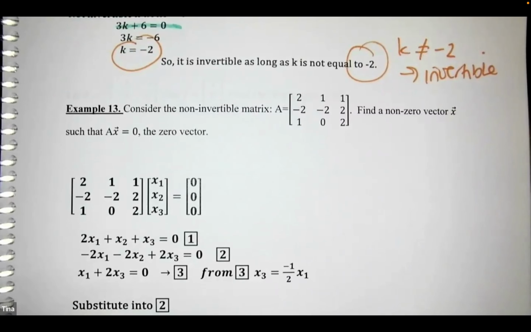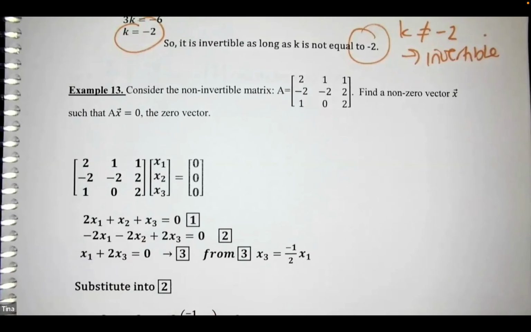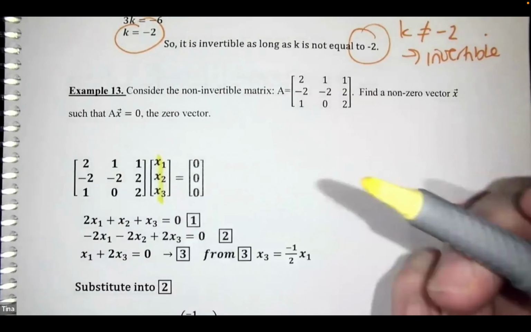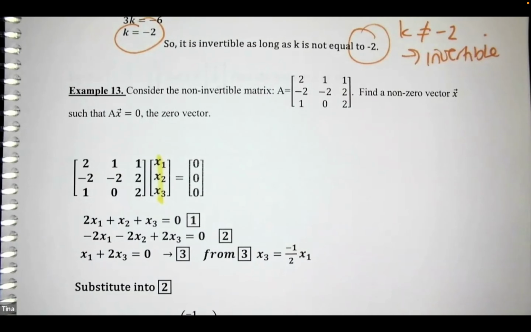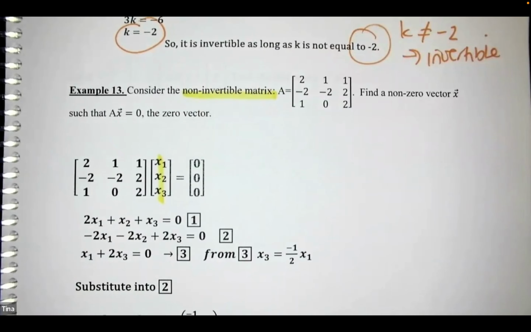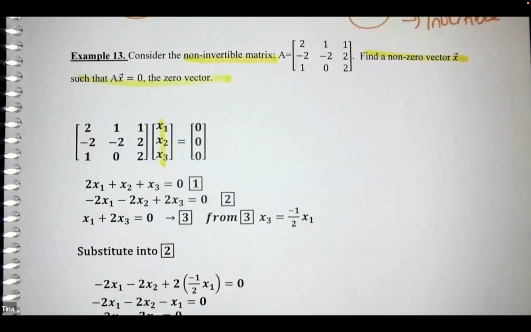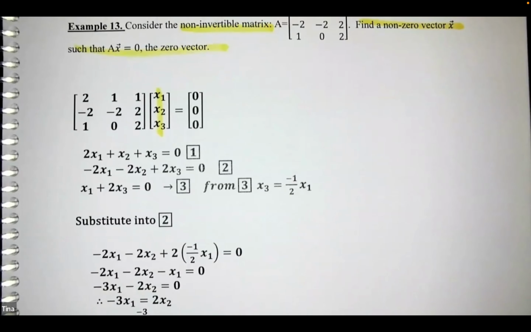So this would be like we're looking at the vector product that they were talking about that you would have to do. So, a matrix times a vector. A vector would just be one column here. So consider the non-invertible matrix A. Find a non-zero vector x such that Ax equals 0, the zero vector.